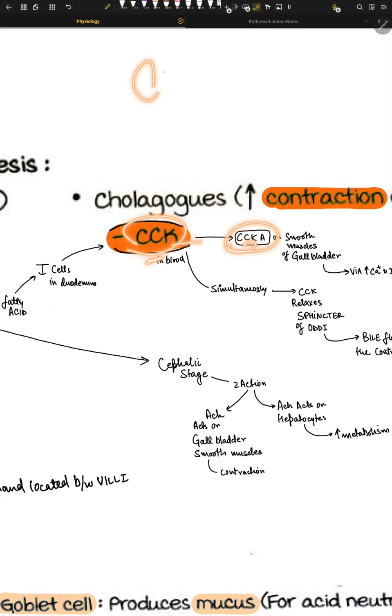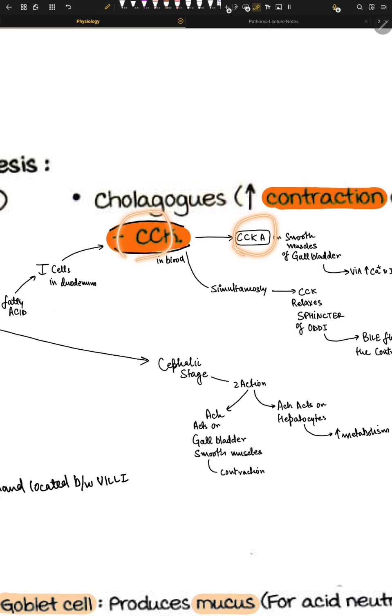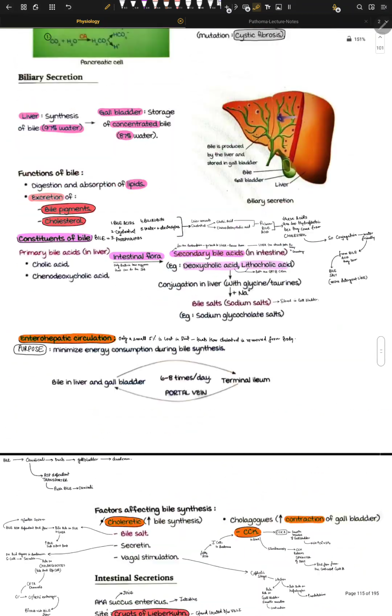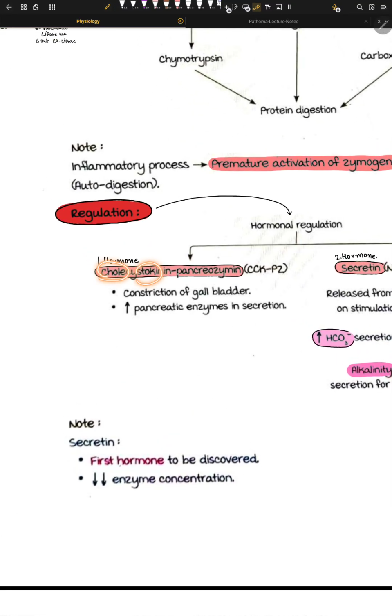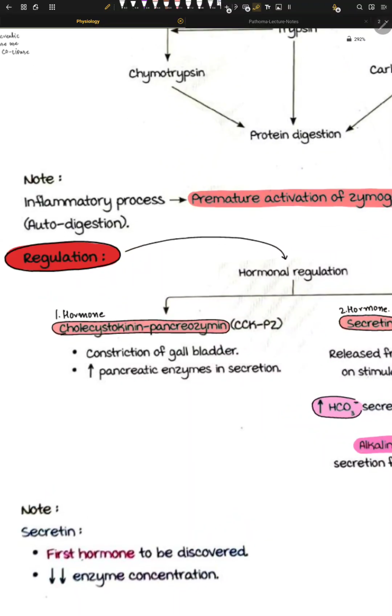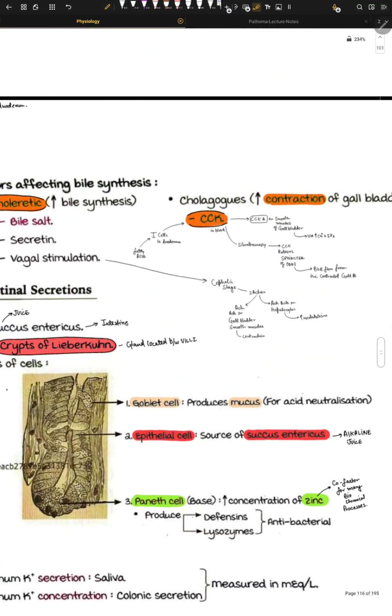Now we already know there are two types of CCK receptors, CCKB and CCKA. CCKB can positively increase acid production, and CCKA can negatively decrease acid production and inhibit CCKB. We already know about that. Then we already know that CCK-PZ, cholecystokinin-pancreozymin, can increase the contraction of the gallbladder and increase the pancreatic enzymes in the secretion, right? So what's happening?